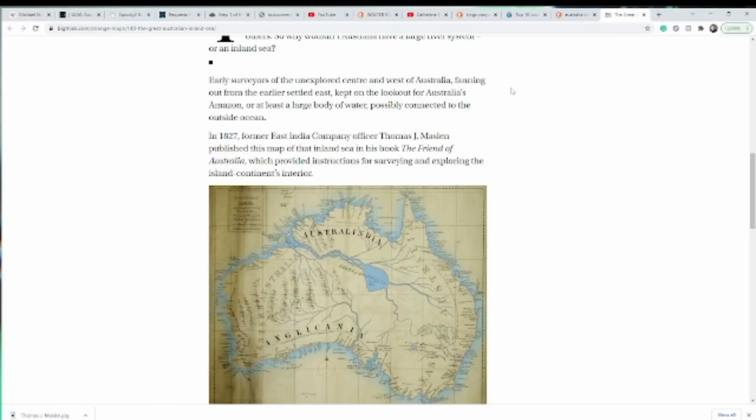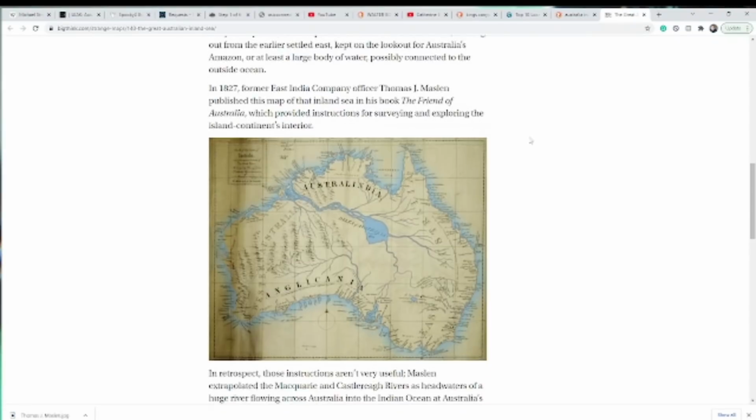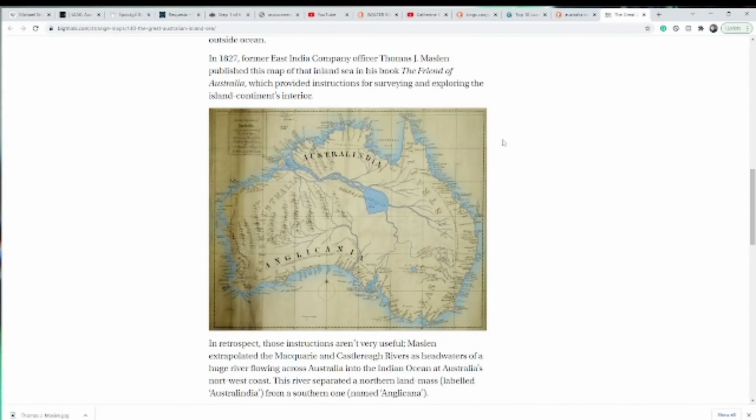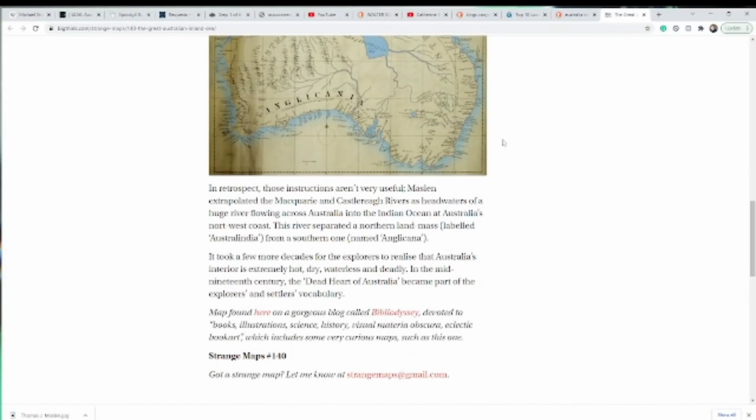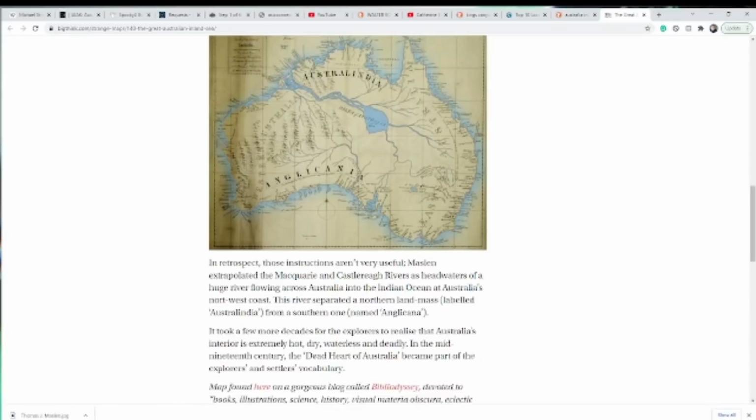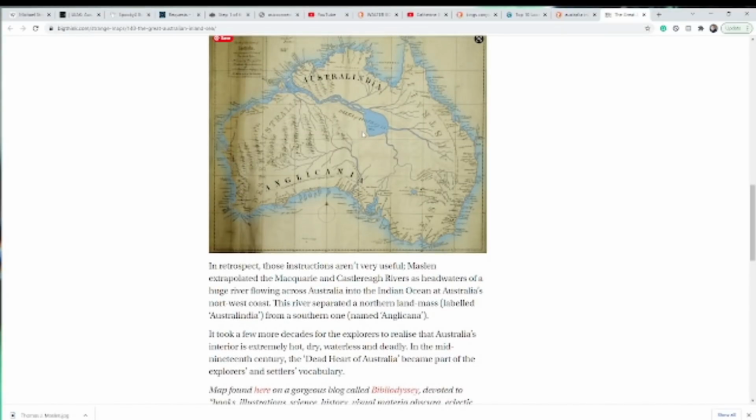And in 1827, former East India Company officer Thomas J. Maslen published his map of that inland sea in his book The Friend of Australia, which provided instructions for surveying and exploring the island continent's interior. In retrospect, those instructions aren't very useful. Maslen extrapolated the Macquarie and Castlereagh rivers as headwaters of a huge river flowing across Australia into the Indian Ocean off Australia's northwest coast. So basically they say he's drawn a map, but it was really just based on speculation.